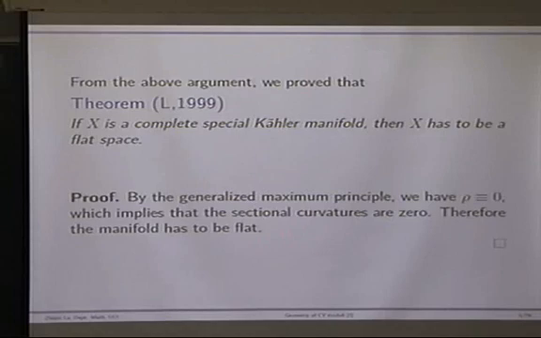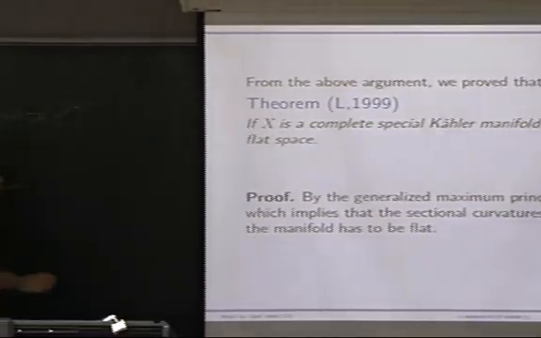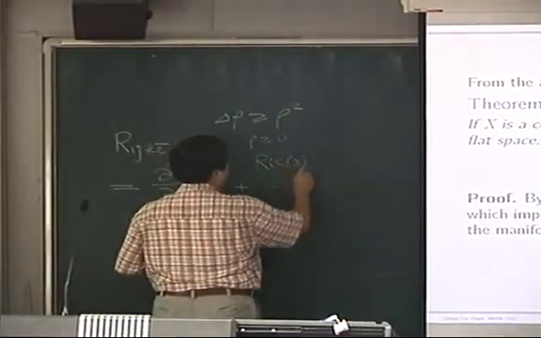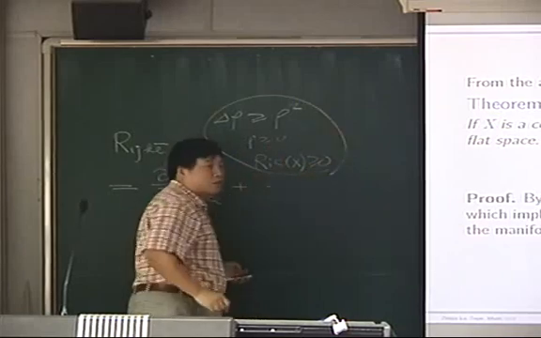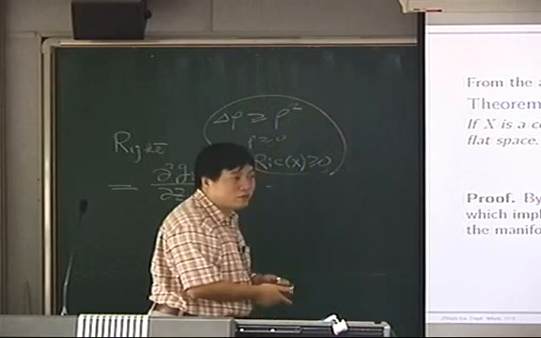Okay, so using the generalized maximum principle, we can prove the following result. If X is a complete special Kähler manifold, then X has to be flat, totally flat, the curvatures are identically 0. The reason is we already have that the gradient norm is bigger than Lu squared up to a constant, and Lu is non-negative, and the Ricci curvature of X has a lower bound. So putting these three together, we get Lu is identically 0, which implies the sectional curvatures are 0.